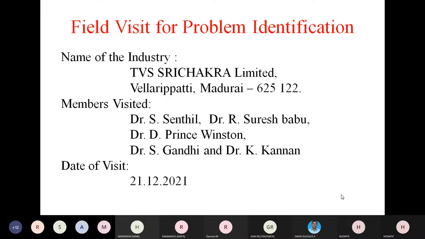After submitting the final vaccination certificate, we got permission for 5 of our faculty members to visit their industry on 21-12-2021. That is last year, December month, 21st date. Five members from our institution, Dr. S. Sandal, Principal in Charge, Dr. R. Suresh Babu, Dean Academics, Dr. D. Prince Winston, Dean Research, Dr. S. Gandhi, Professor of Polymer Technology, and myself visited the industry on that day.